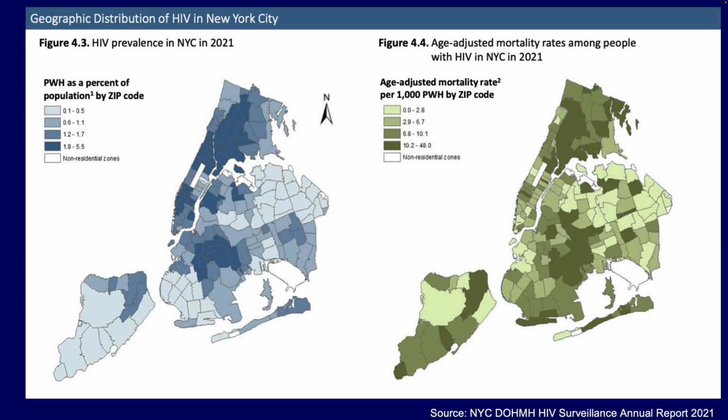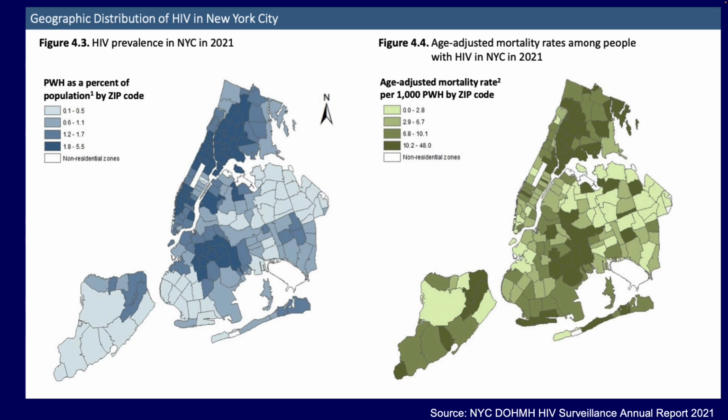Here's an example of how that phenomenon was drilled down a little bit further to understand a bit more about access to care. The blue map on the left shows the prevalence of HIV, or the proportion of people in a given neighborhood living with diagnosed HIV in 2021, sorry. And the greenish map on the right shows the age-adjusted death rate among people with HIV who were alive at the beginning of the year, 2021.